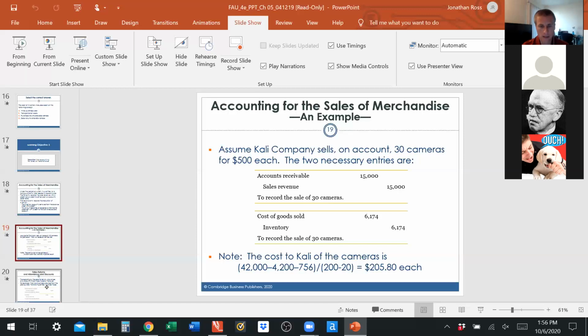And this is an error right here where it says to record the sale of 30 cameras. This is the journal entry to record the sale of 30 cameras. This should say to record the cost of the goods, to record the cost of the 30 cameras that we sold. So we have to figure out now, these 30 cameras that we sold, what did it originally cost us to buy those cameras?